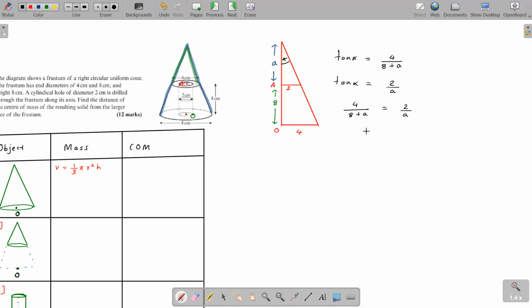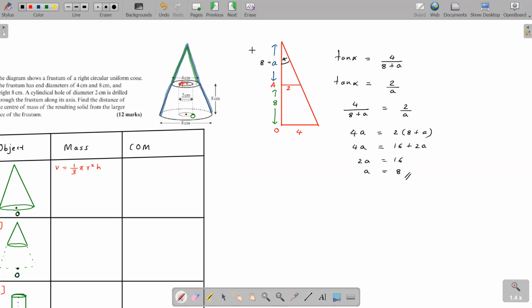Guys, cross multiply, get the value of a. 4 times a equals 2 times 8 plus a. So 4a equals 2 times 8, which is 16, plus 2 times a, which is 2a. So 4a minus 2a is 2a equals 16. a equals 16 divided by 2. That's 8. Right, guys? Can you see? So a is 8.